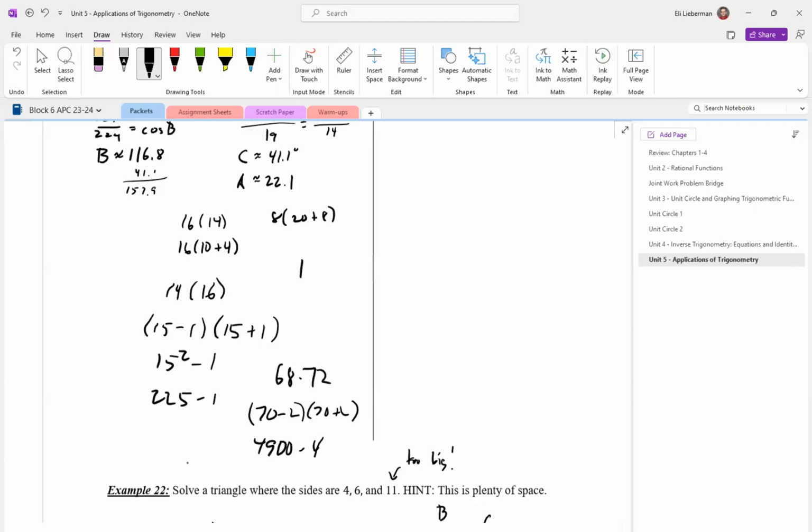And if you want to do 27 times 31, you could do this as 29 minus 2 times 29 plus 2. But I just don't know how helpful this is. It always works, but sometimes it's more helpful than others.